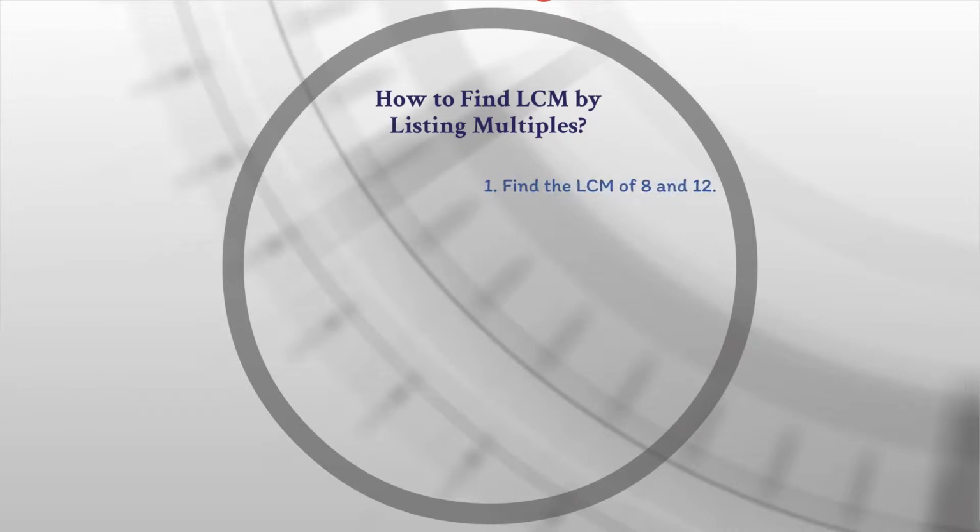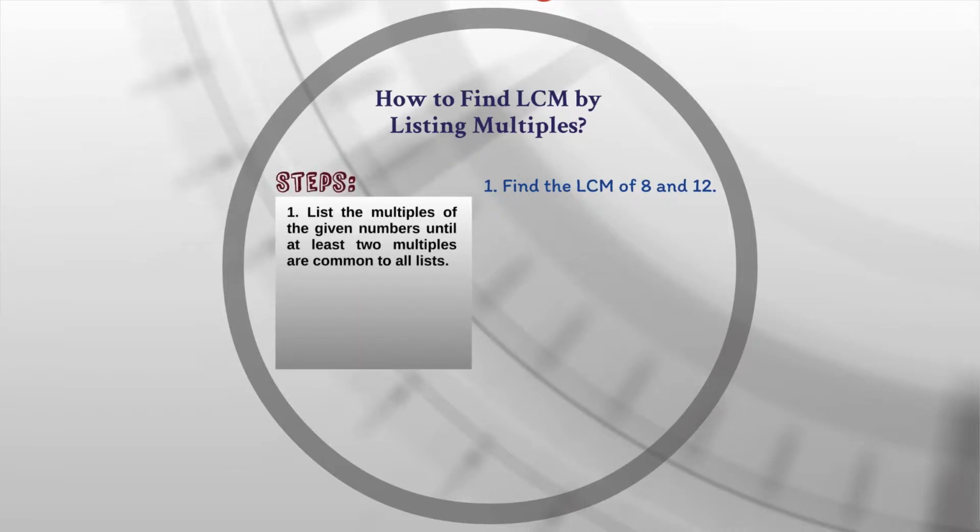Now that we know what multiples and LCMs are, let's learn how to find an LCM by listing multiples. In order to learn, let's try an example. We will find the LCM of 8 and 12. Let's do the steps. We'll start by listing the multiples of the given numbers until at least two multiples are common to all the lists.